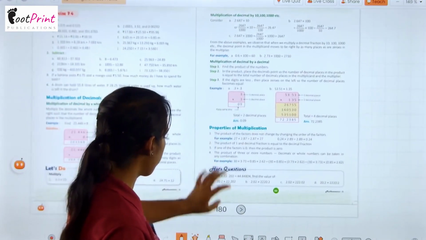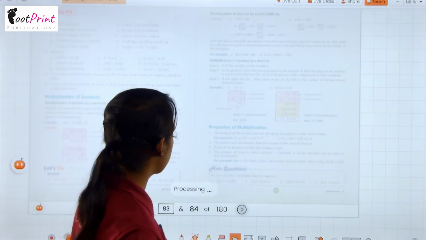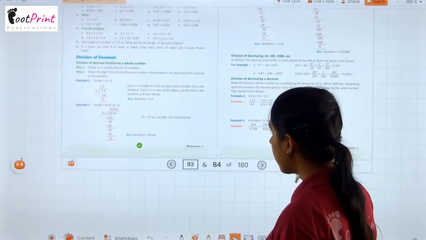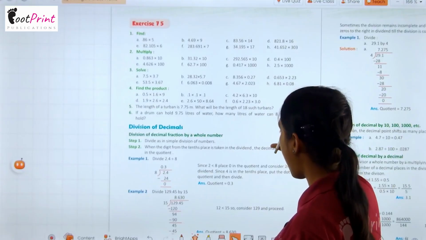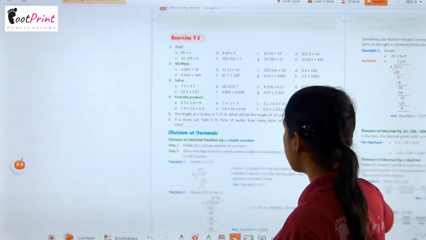Next we will move to the exercise. Here we learned how to multiply. So on the basis of this, we have exercise 7.5. Let's solve it.